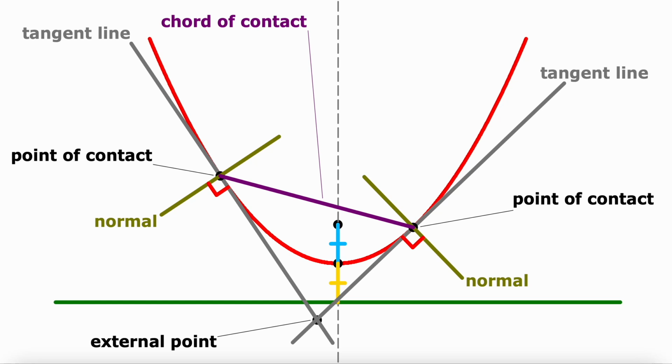Lastly, a chord of contact is a chord whose endpoints are 2 points of contact. When we draw 2 tangent lines to a parabola from an external point, these tangent lines touch the parabola at 2 distinct points. The line segment connecting these 2 points of contact is called the chord of contact.